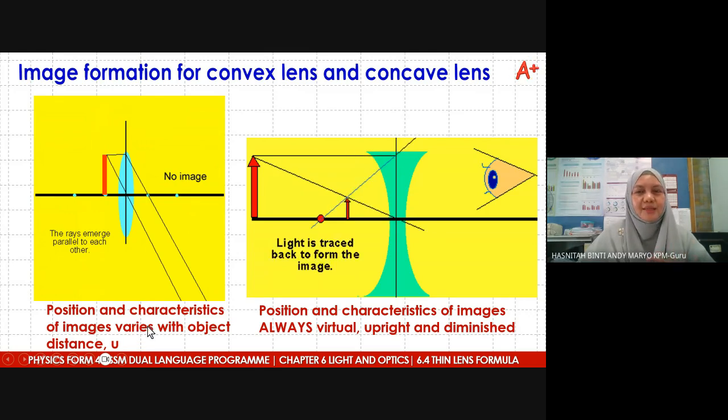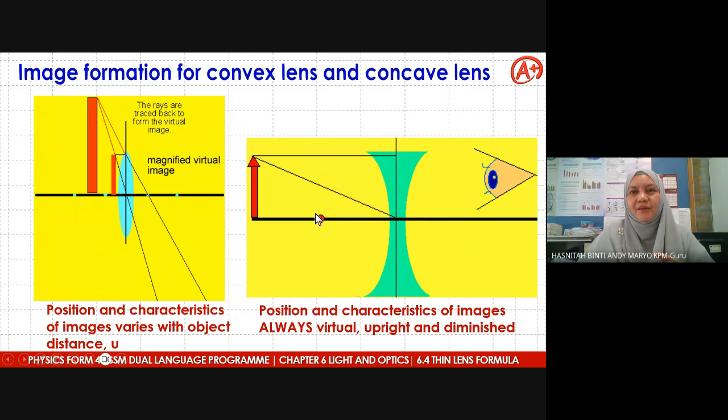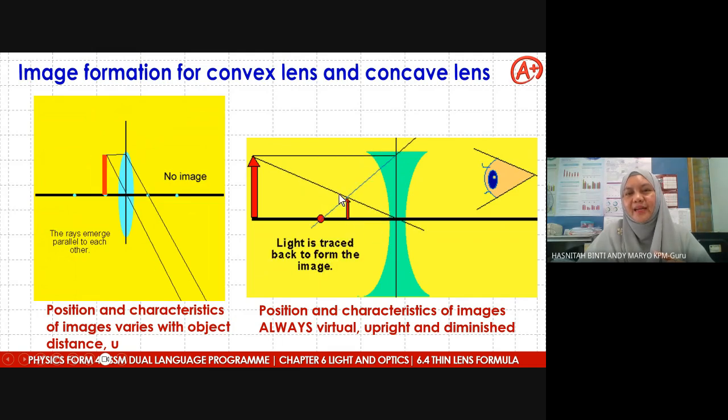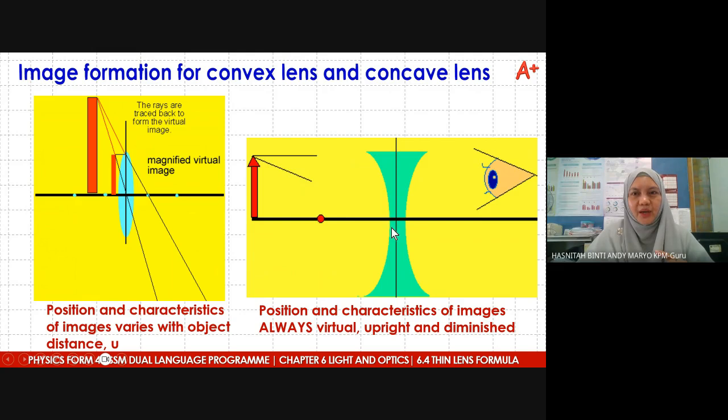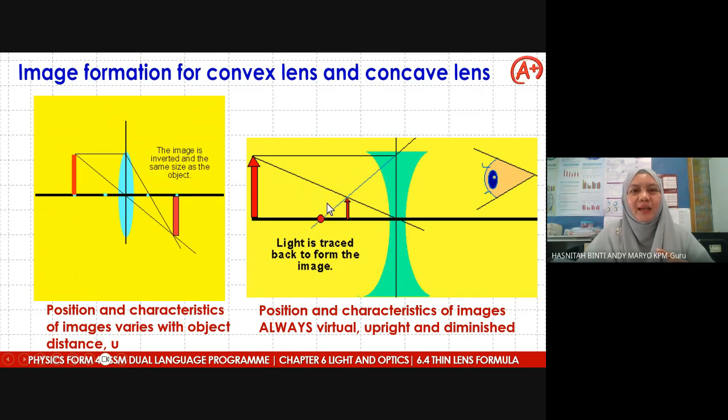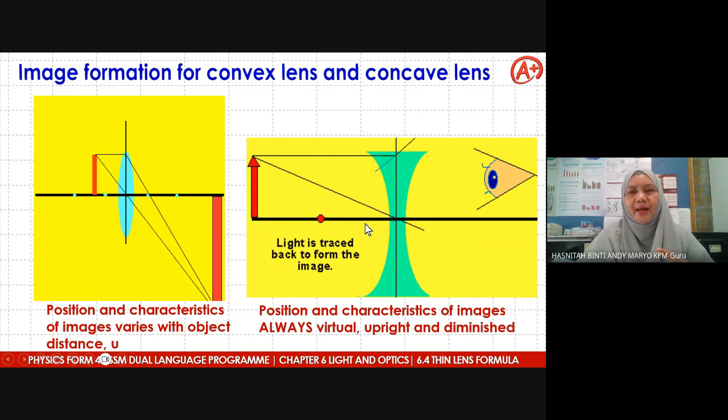So as written here, position and characteristic of image for convex lens varies with its object distance. Meanwhile, for this concave lens, students, the GIF on the right side, you can see wherever we place the object, the position and characteristic of image is always virtual, upright, and diminished. It is always formed at a position less than the focal length. Virtual, upright, and diminished. Alright?